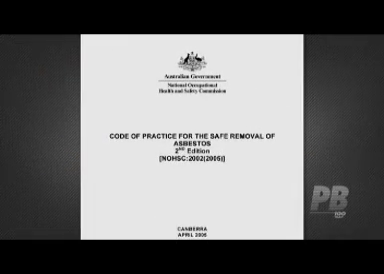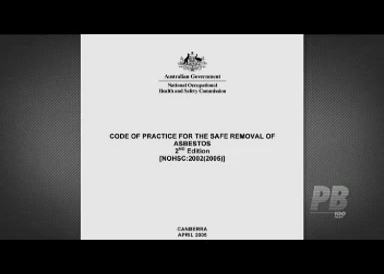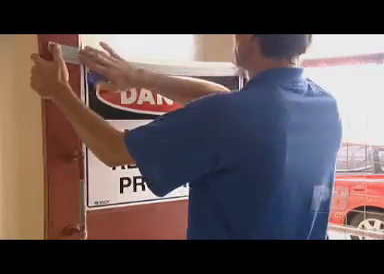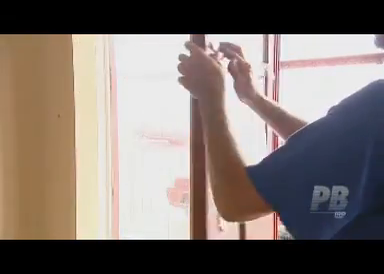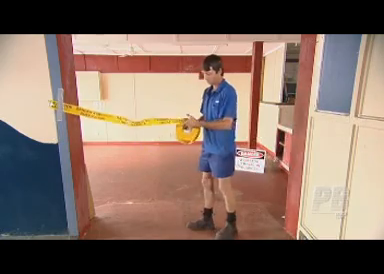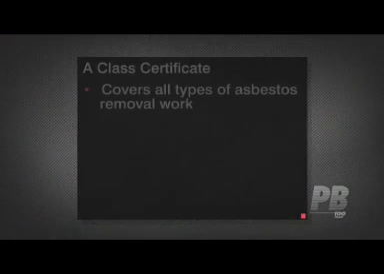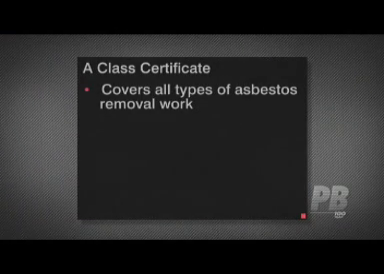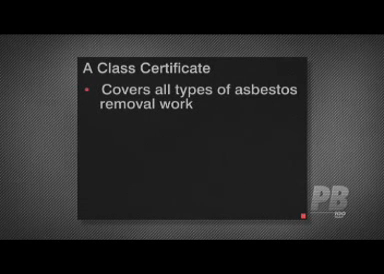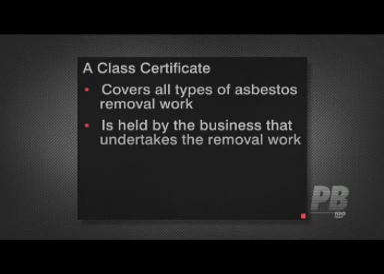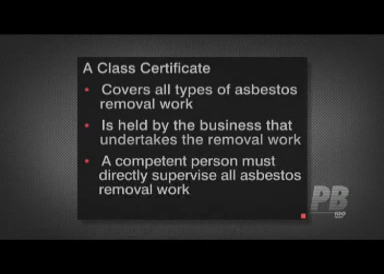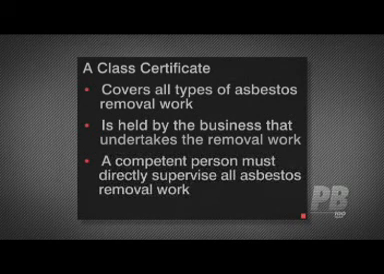In addition to the requirements under the Management and Control Code of Practice, a separate Code of Practice sets down procedures for handling asbestos. These are set out in the National Code of Practice for the Safe Removal of Asbestos, 2nd edition. This code requires that asbestos removal is undertaken by an appropriately licensed person. In Queensland, there are two types of asbestos removal licences, A-class and B-class certificates. A-class certificate covers all types of asbestos removal work, any quantity of friable ACM and 10 square metres or more of bonded ACM. It is held by the business that undertakes the removal work, and a competent person must directly supervise all asbestos removal work.